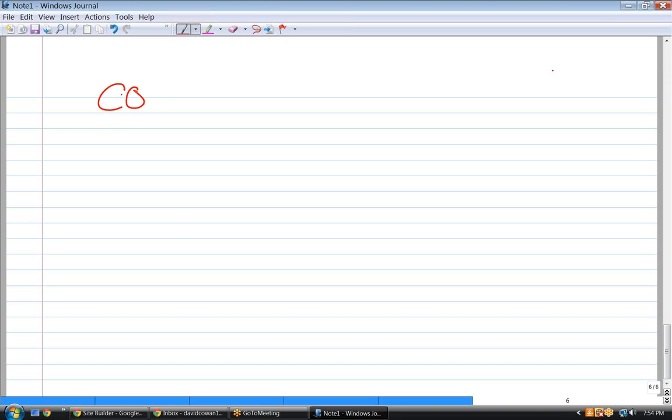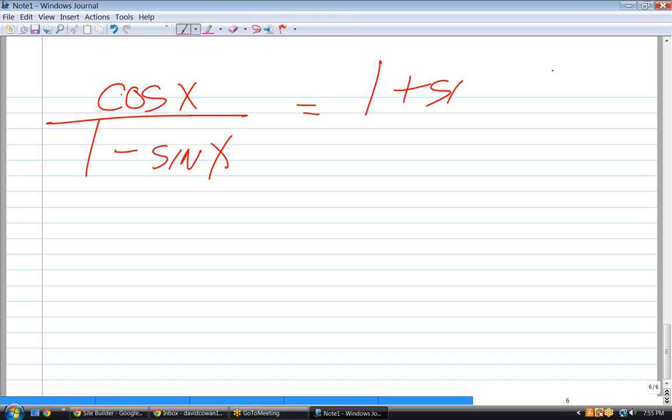Yeah, we're going to prove that the cosine of x over 1 minus the sine of x is equal to 1 plus the sine of x over the cosine of x. Now, notice how easy this would be to do if you could cross multiply. If you could cross multiply, you'd be looking at cosine squared of x equals 1 minus sine squared of x, which is your trig identity. So we know that this is a trig identity.